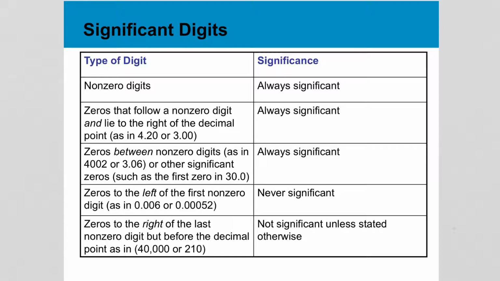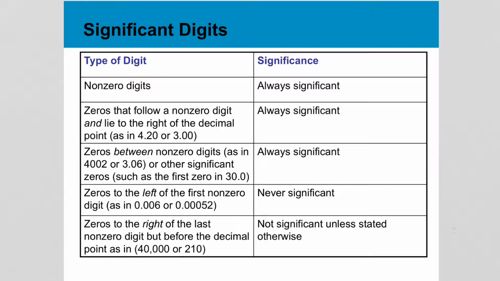Zeros to the left of the first non-zero digit in a decimal are not significant, which might seem kind of odd. So in 0.006, it has 1 significant digit. And in 0.00052, it has 2 significant digits. And we'll see that the reason for that is often because you could use smaller units and write it without the zeros.